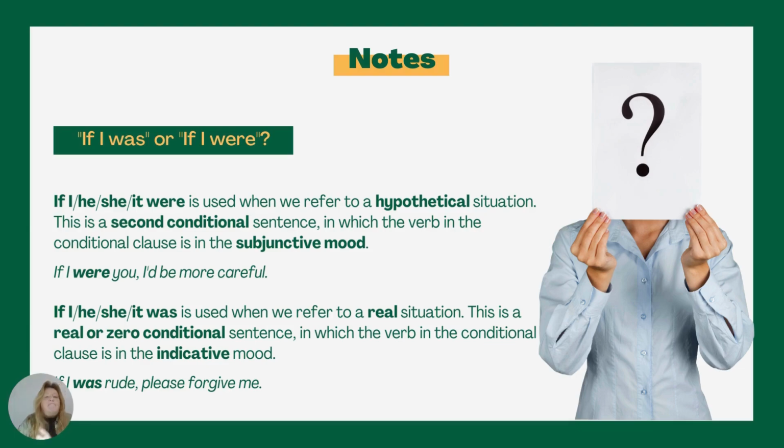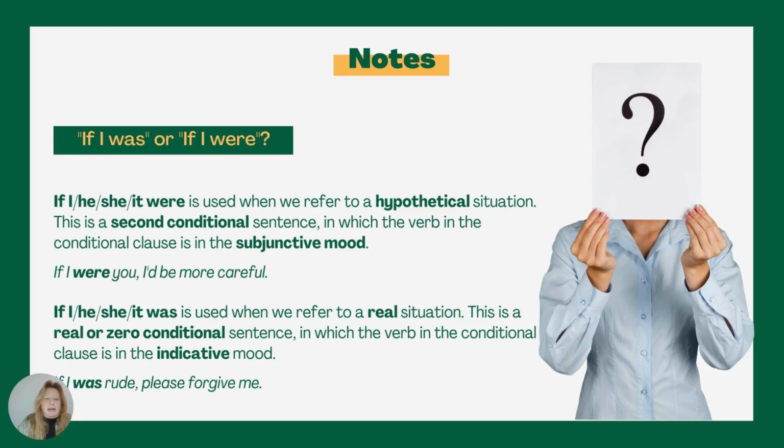Now, sometimes students have doubts about the use of if I was or if I were. We could say that if he, she, it were is used when we refer to a hypothetical situation. This is a second conditional sentence in which the verb in the conditional clause is in the subjunctive mood, as I previously highlighted. For example, if I were you, I'd be more careful.